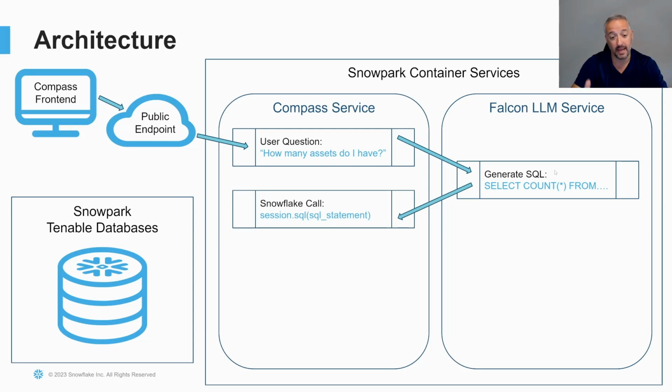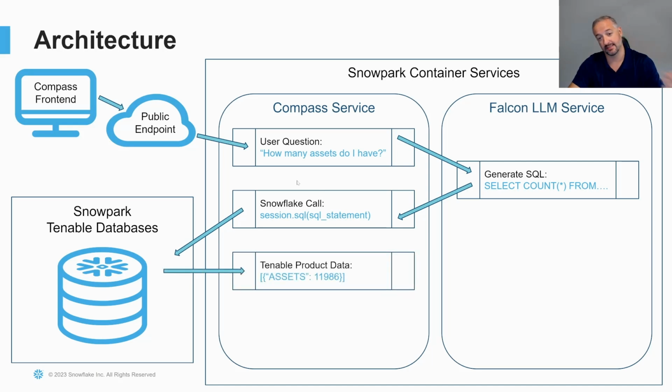That then gets sent back to our Compass service. It then creates a session using the Python SDK for Snowflake, and then injects that SQL statement into the session call. That's then sent over to the database. The database runs the SQL query and then sends back to the Compass service what the answer was. Now, right here, it's a very simple answer.